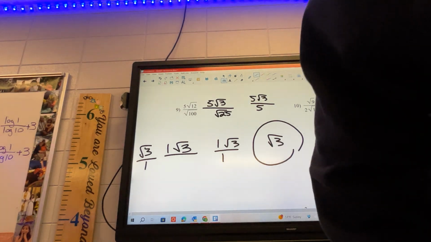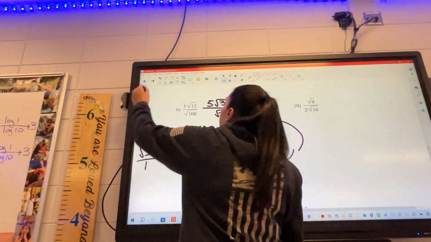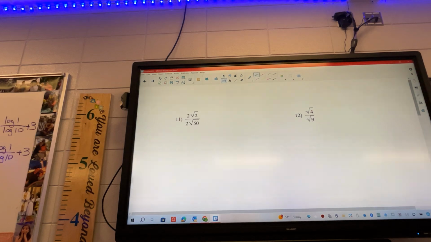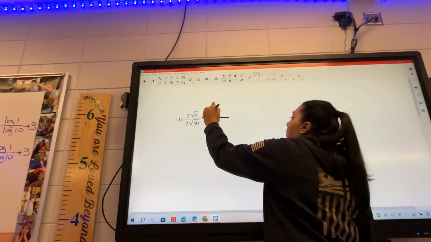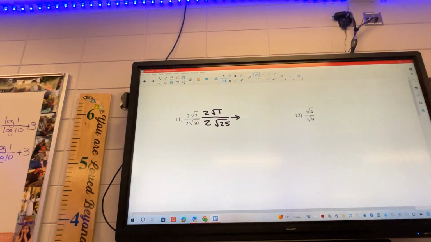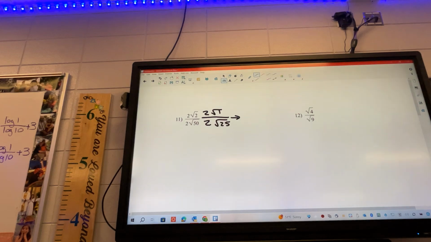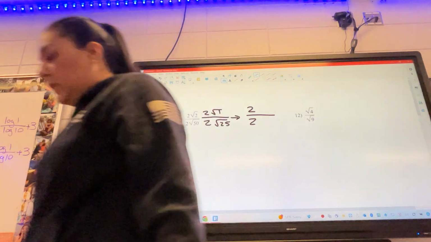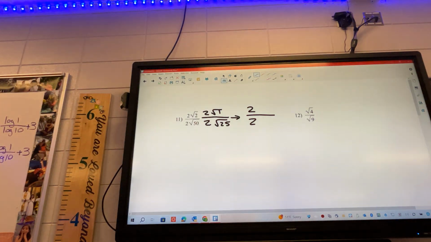Look at number 11. 2 over 50. What does that simplify to? 1 over 25. Okay, so for the radical part, I still got a 2 over 2. We're going to get square root 1, square root 25. What is the square root of 1? It's 1. So the 2 over 2 is still going to be there. The 1 I'm going to put on top also by the 2. And what's the square root of 25?